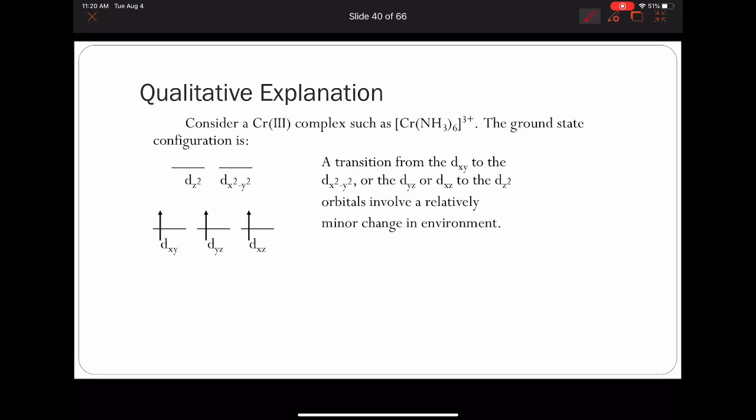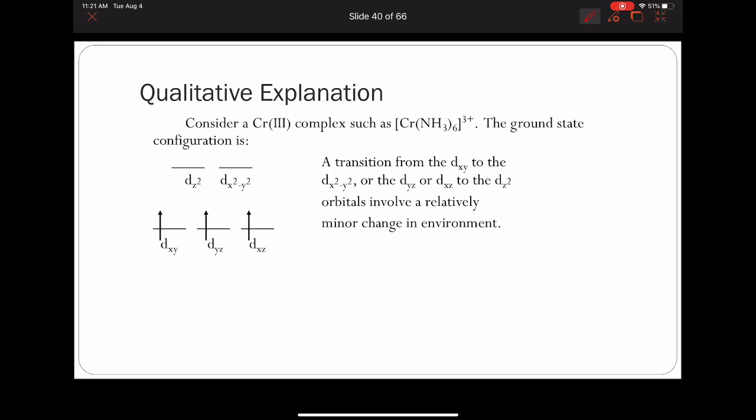Our ground state electron configuration for a chromium-3 complex, of course, is going to be a t2g3 electron configuration. In this situation, we have the possibility in which a transition could occur from dxy, dyz, or dxz, and then we could go to either dz squared or dx squared minus y squared. In terms of just the overall energies of the system, we of course know that all three of our t2g orbitals are degenerate with one another, and our two eg star orbitals are also degenerate with one another.